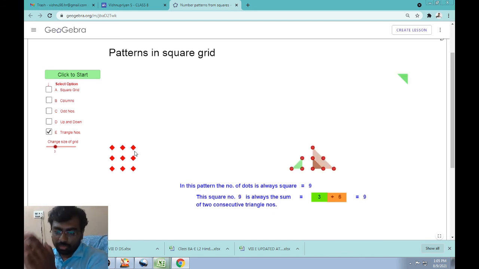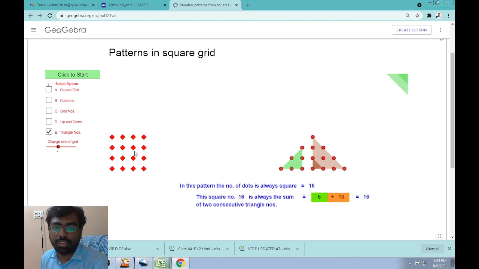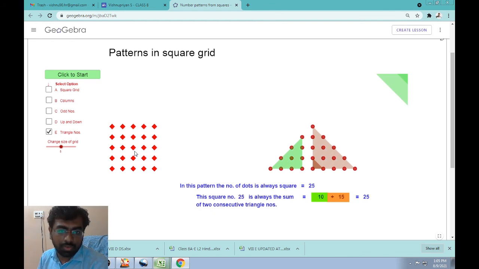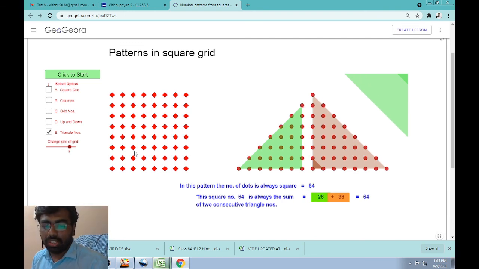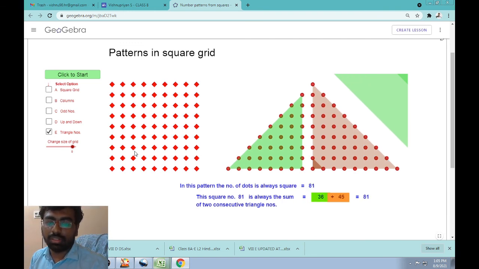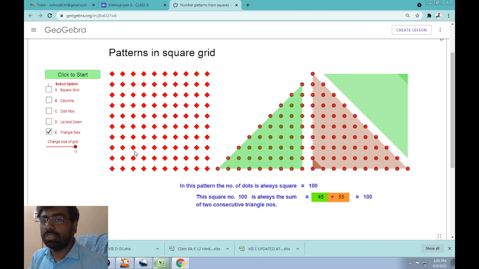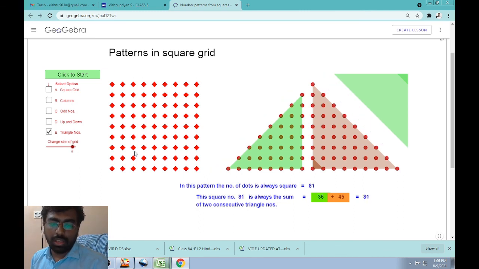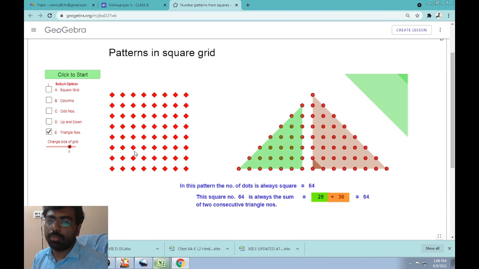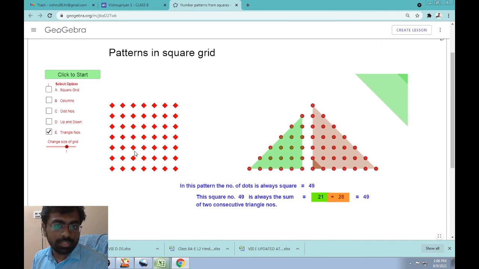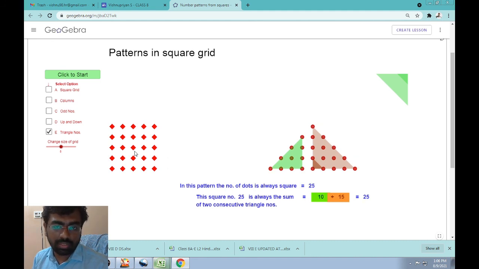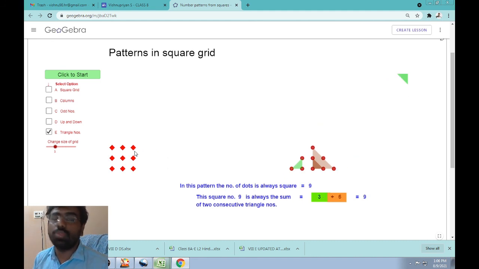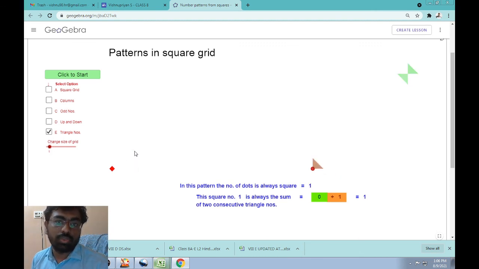Take an A4 size printout of the dotted sheet, fold it into 4 equal halves, and ensure that there is a grid of 10 cross 10, so that you can complete the set of square numbers from 1 to 10. Because 1 square is 1, 2 square is 4, 3 square is 9, 4 square is 16, 5 square is 25, 6 square is 36, 7 square is 49, 8 square is 64, 9 square is 81, and 10 square is 100.